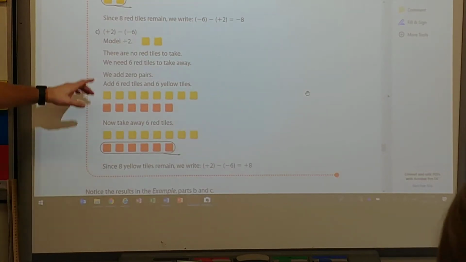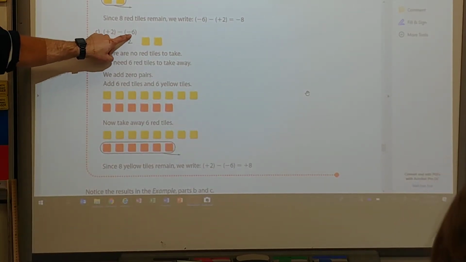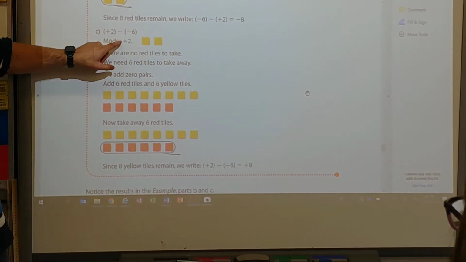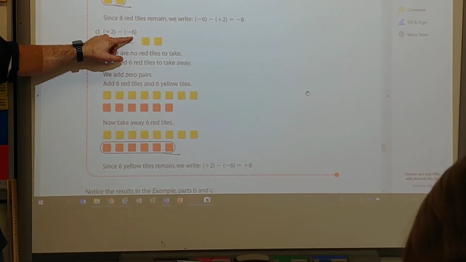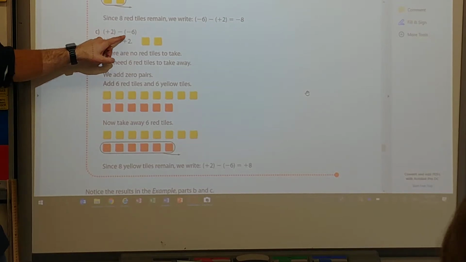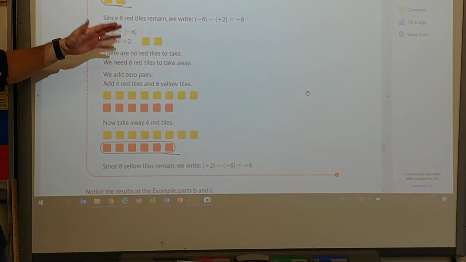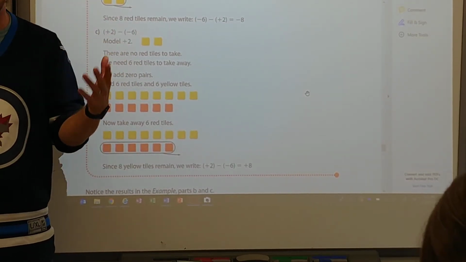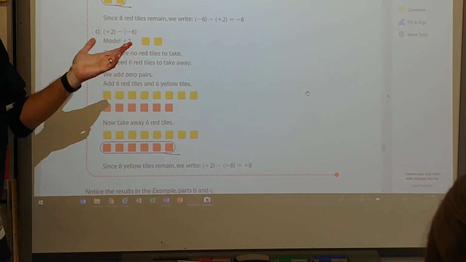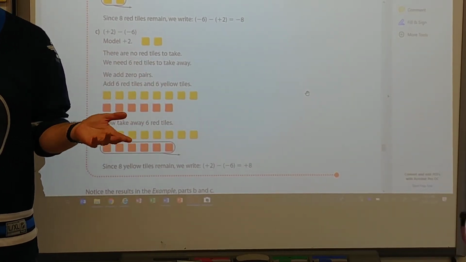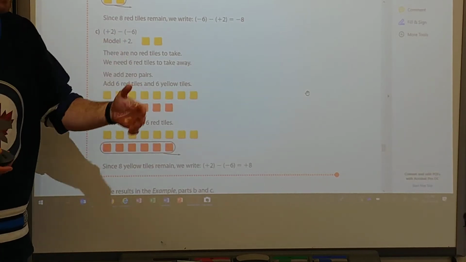Last one. Positive 2 minus negative 6. Well, first I know that minus a negative, it's going up, right? So I know that's going to be more like 2 plus 6. Okay. Now I'm going to do the tiles because Mr. Ewer makes me do the tiles. Because he says the Manitoba curriculum says that I should be able to do it with numbers and pictures, etc.